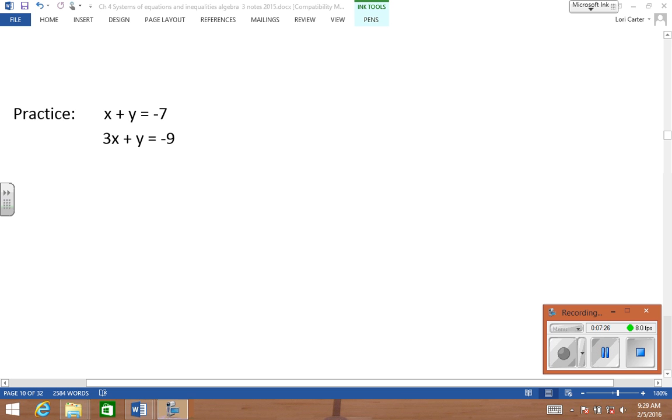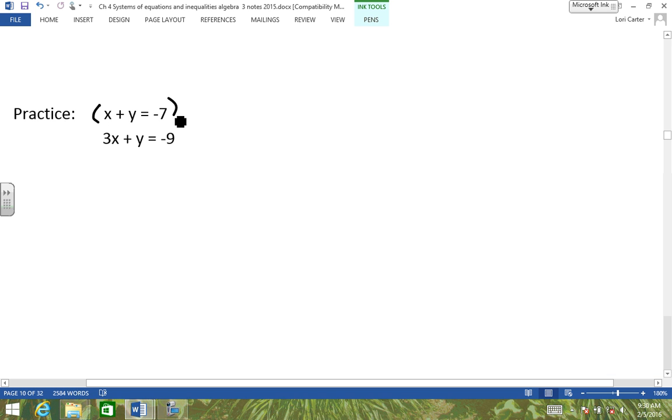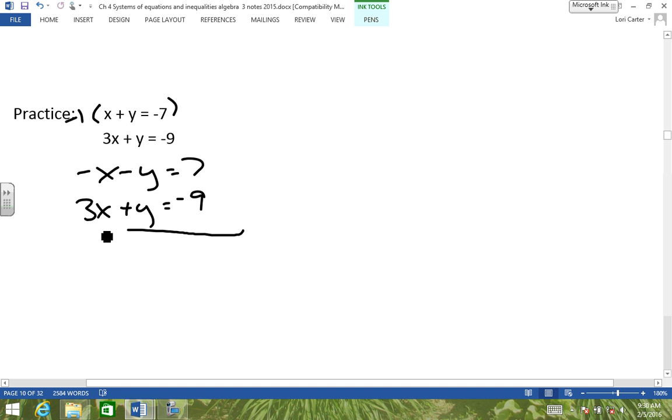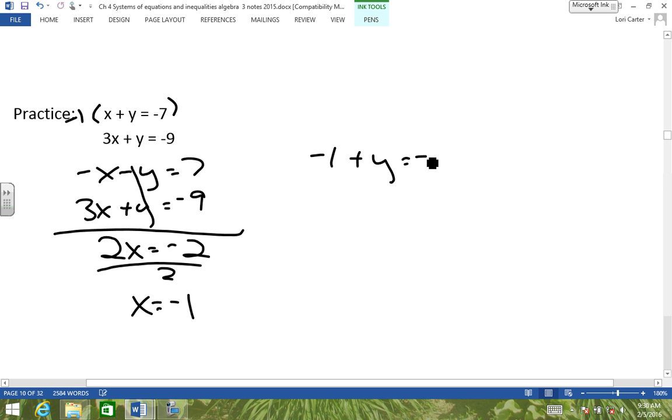So you chose y, so you multiplied the top one by -1, I'm assuming. If you chose x, it just won't match my work, but you should get the same answer. Add them up. So x equals -1. I'm assuming you plugged it into the first one. It's -6.